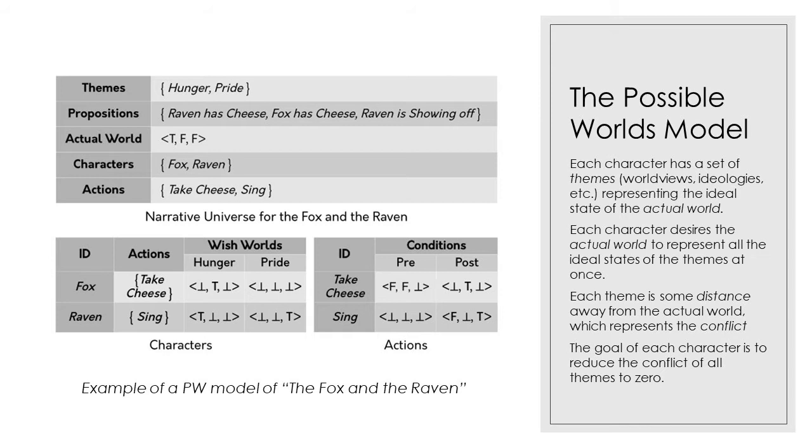While the full details of the possible worlds model are outside the scope of the paper, we can summarize as follows. We have an actual world which assigns truth values to a set of propositions that indicate everything that can be true in a world. Each character has a set of themes or worldviews which, when provided the state of the actual world, return a value representing the conflict or satisfaction of the character with the state of the actual world. The goal of each character is to reduce their conflict to zero for each theme by taking actions to change the truth values of the actual world.